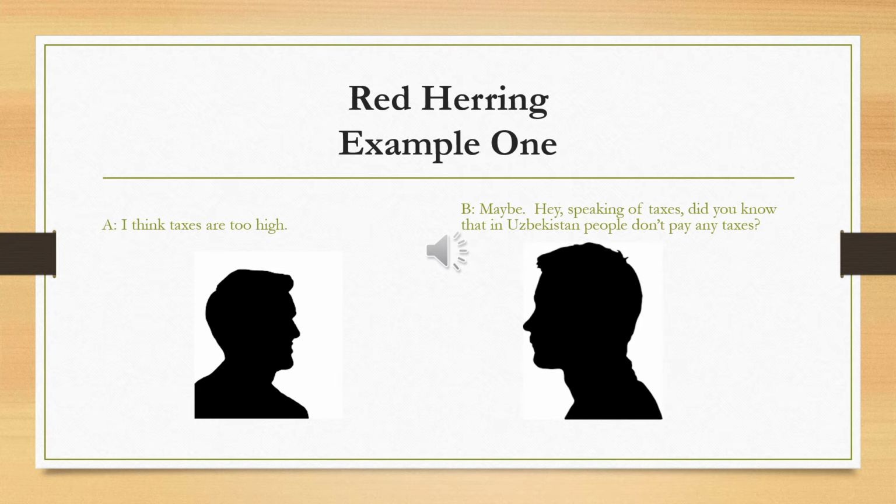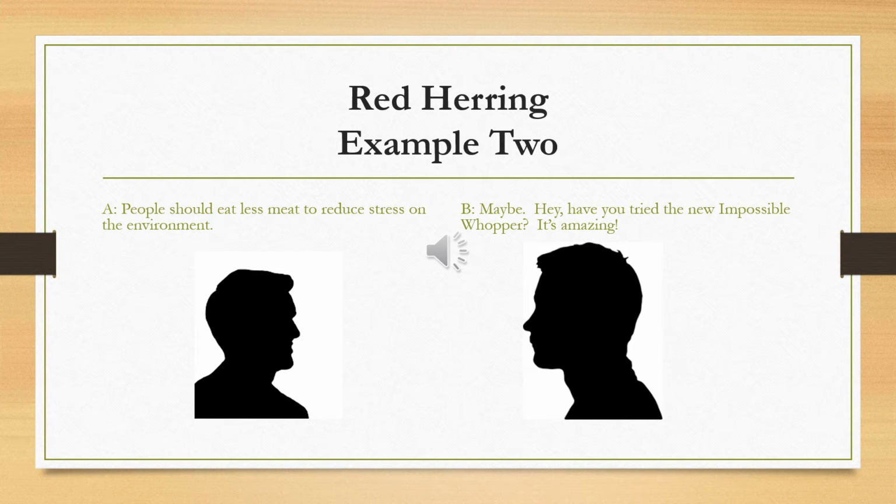Let's take a look at another example. So here again, it's person B who commits the red herring fallacy. A says, people should eat less meat to reduce stress on the environment. And B says, maybe. Hey, have you tried the new Impossible Whopper? It's amazing. So now we're talking about a completely different thing. It may be true that the Impossible Whopper is amazing. Maybe it is, maybe it isn't. But that's really not the point. We're not talking about that. We're talking about reducing stress on the environment and eating less meat. So you can see that B has taken it in a completely different direction. That's an example of a red herring fallacy.